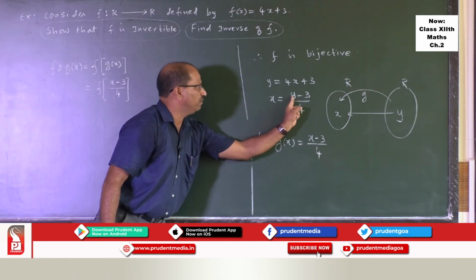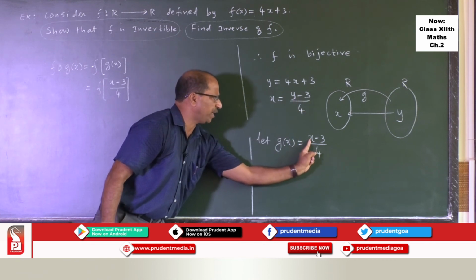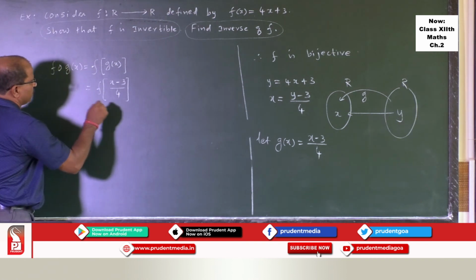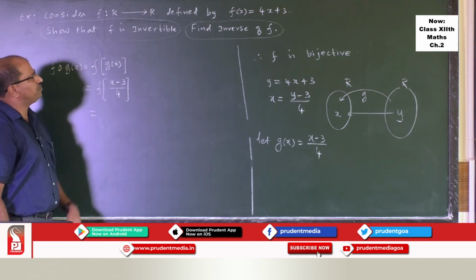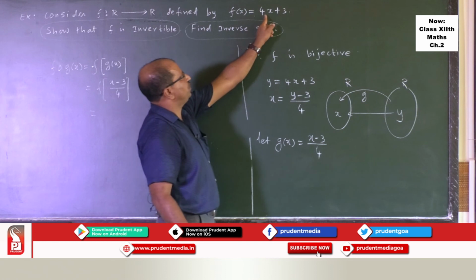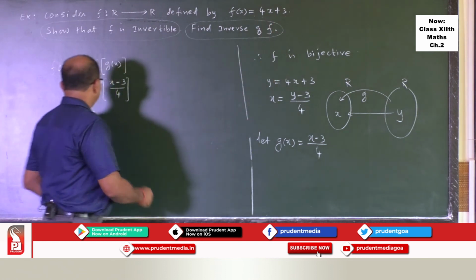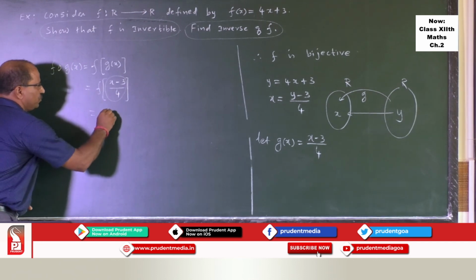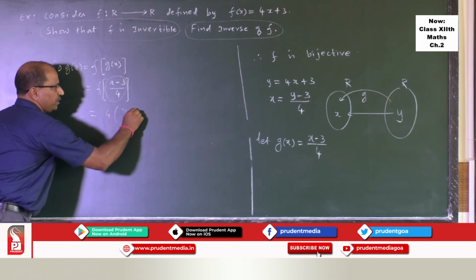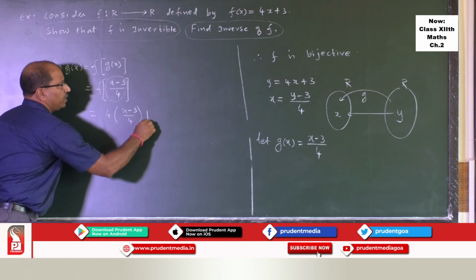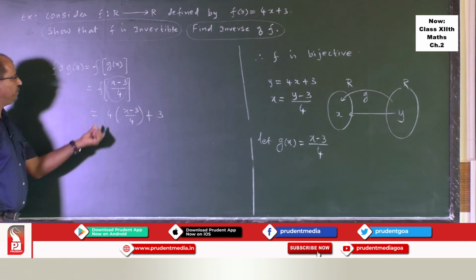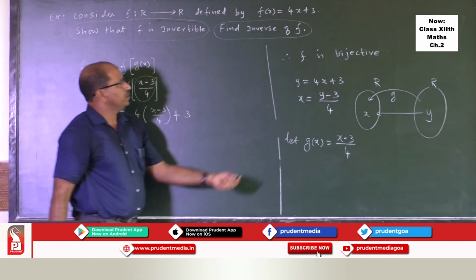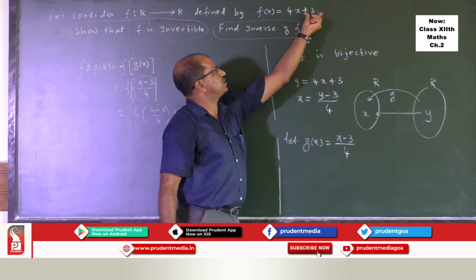This function y minus 3, we can take any notation. So this is (x minus 3) divided by 4. Now f image of (x minus 3) divided by 4, what is f of x? f of x is 4x plus 3 here. So this is x for f image. So 4 times (x minus 3) divided by 4 plus 3, by the definition 4x plus 3. This is 4x plus 3.